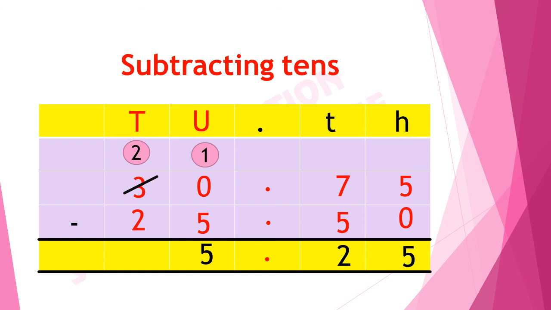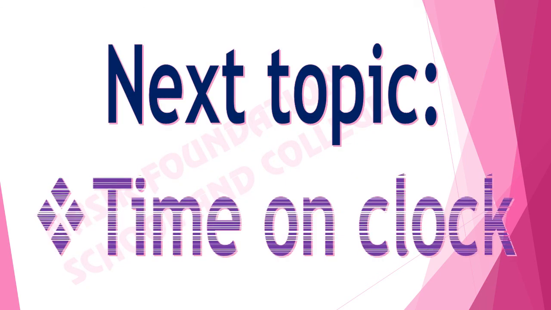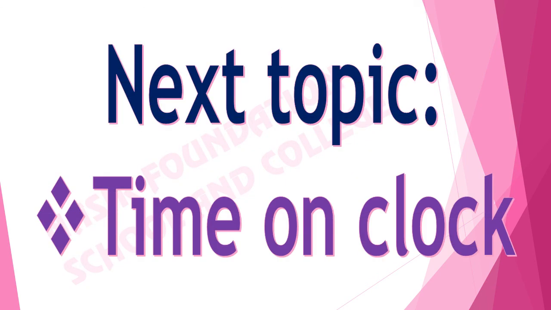It means from 30 rupees 85 paisas, if we subtract 25 rupees 50 paisas, we are left with 5 rupees and 35 paisas. In this video, we have discussed how to subtract money.